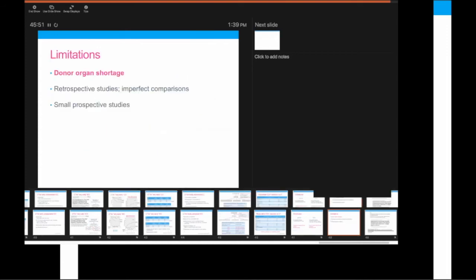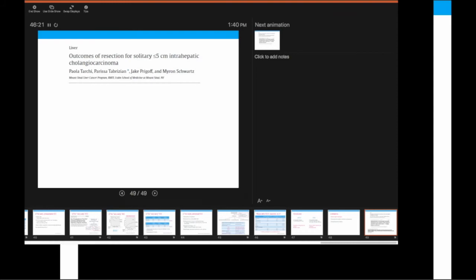The limitations of a lot of this is the donor organ shortage. So all of these patients had very low MELD scores, and in areas like ours where patients are transplanted at high MELD scores, it's difficult to get these guys to transplant. Again, a lot of these studies that we reviewed are retrospective studies, so they have imperfect comparisons, and the prospective studies that have been performed are with very small groups of patients, like 6 patients, 11 patients, the largest being the Mayo Clinic group.